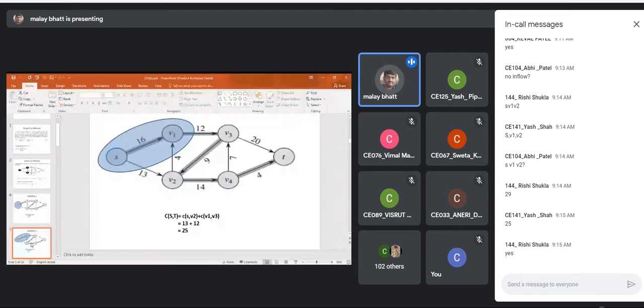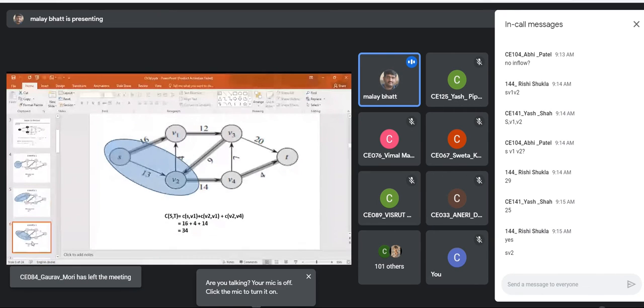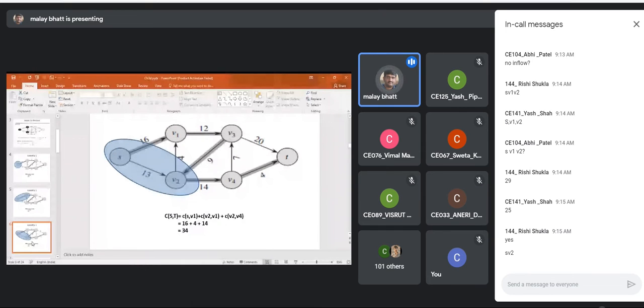Now another possible cut. We can think about S and V2. That is also a valid cut. We can cut the graph so that one group contains two nodes, S and V2, while the other group contains V1, V3, V4 and T.